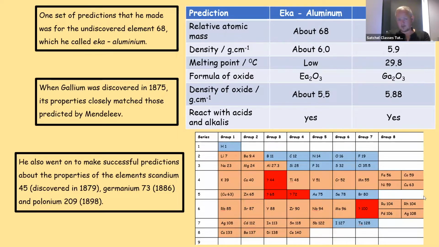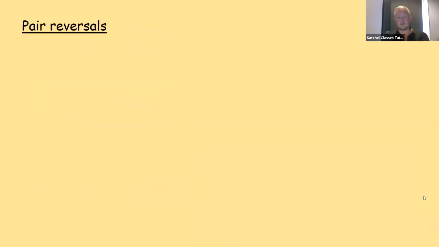He then also went on to make successful predictions about the properties of the element scandium-45, which was discovered in 1879, germanium-73, which was discovered in 1886, and polonium-209, which was discovered in 1898. None of these elements were present for him to test when he made this table, and yet he was able to predict with a great degree of accuracy what their properties were. This was massive at the time.